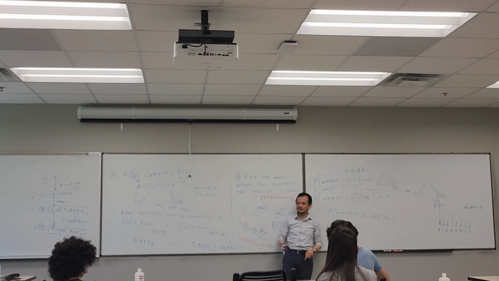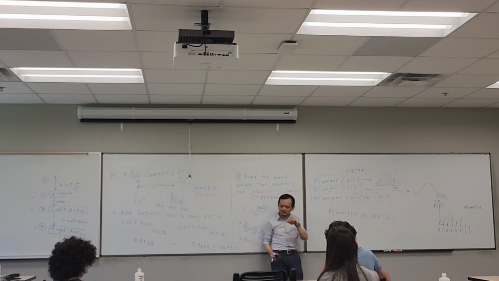Should be the same, yeah. It should be the same way, because since the comparative probability of it being exactly 215 is 0, it should not affect the lesser than probability in a meaningful way. Okay, excellent.